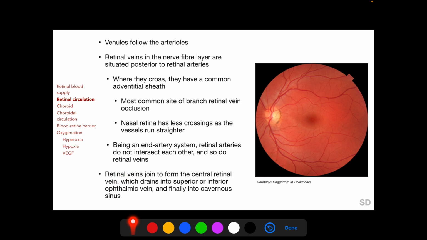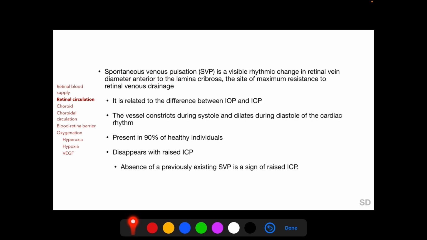Retinal veins join to form the central retinal vein, which drains into either the superior or the inferior ophthalmic vein, which finally drains into the cavernous sinus. Spontaneous venous pulsation is a visible rhythmic change in retinal vein diameter just anterior to the lamina cribrosa, which is the site of maximum resistance to retinal venous drainage. And spontaneous venous pulsation is related to the difference between the intraocular pressure and the intracranial pressure. The retinal vein anterior to the lamina cribrosa constricts during systole and dilates during diastole of the cardiac cycle.